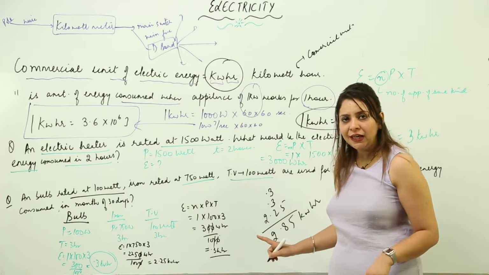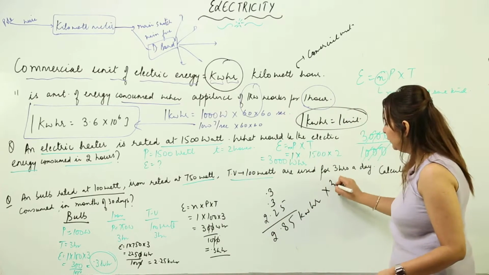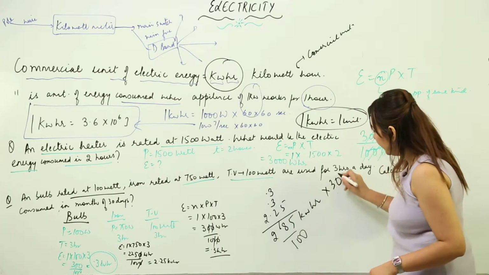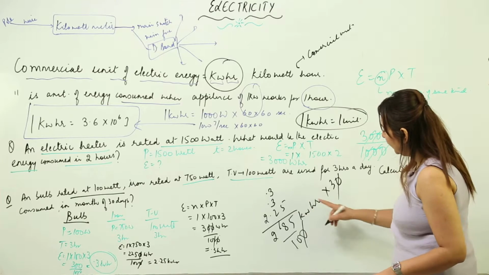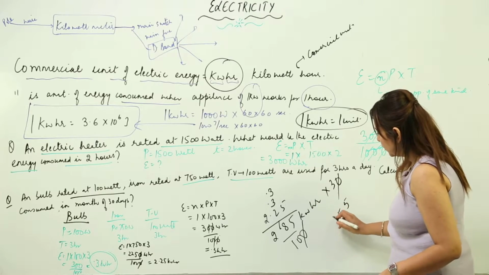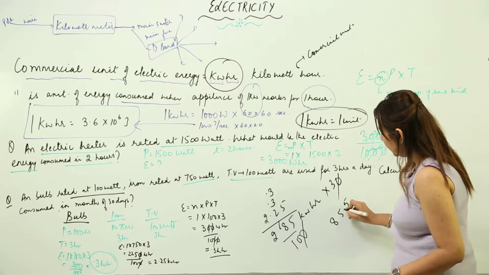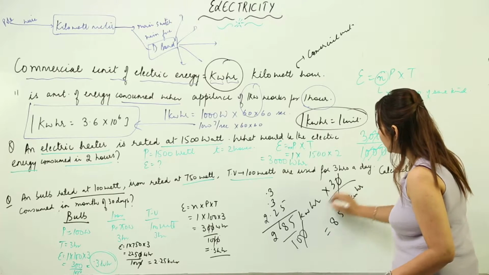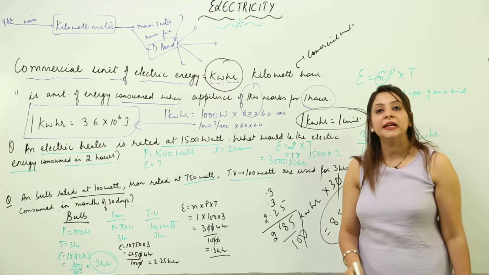So this is for one day. Obviously for 30 days we'll be multiplying by 30, removing the decimal in order to simplify the equation. So it comes out to be 285 times 30 divided by 100, so this is 85.5 kilowatt hour energy consumed in 30 days.